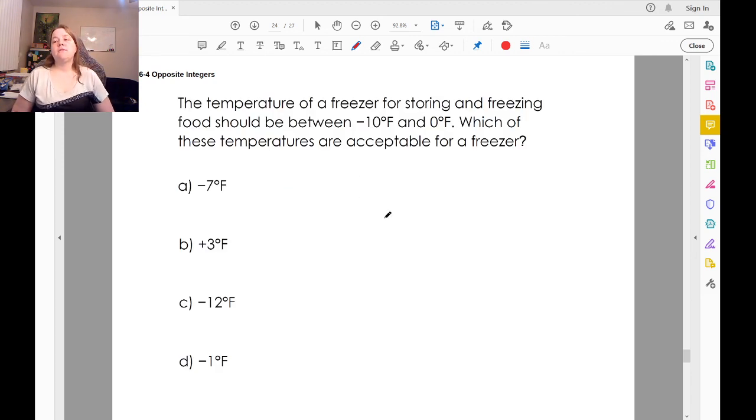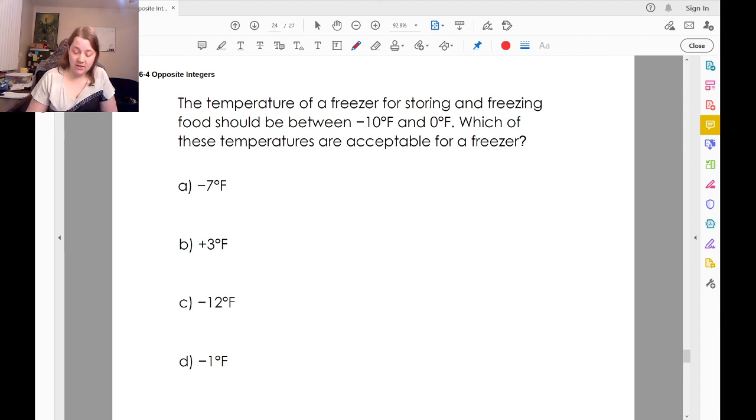The temperature of a freezer for storing and freezing food should be somewhere between -10 degrees Fahrenheit and 0 degrees Fahrenheit. Which of these temperatures are acceptable for a freezer? Which of these temperatures are between -10 and 0 degrees Fahrenheit?